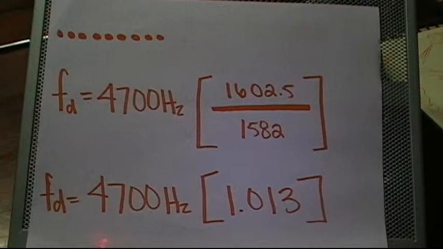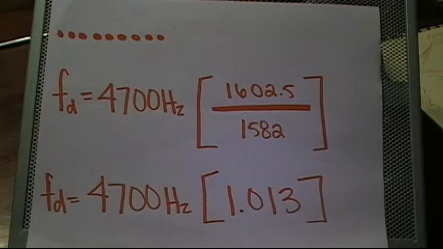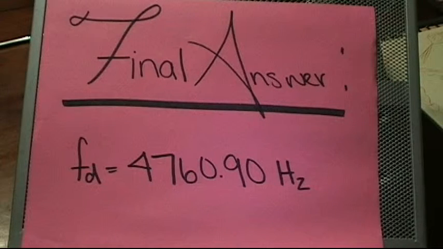The next step, you multiply the frequency the submarine emits by the quotient of the previous step, which is 1.013. Once you multiply the 4,700 hertz times 1.013, you get a final answer of the frequency of the detector being 4,760.9 hertz.